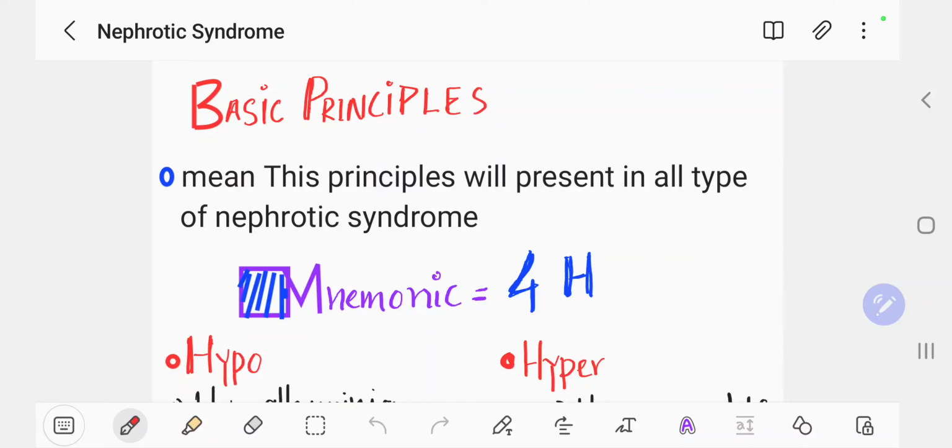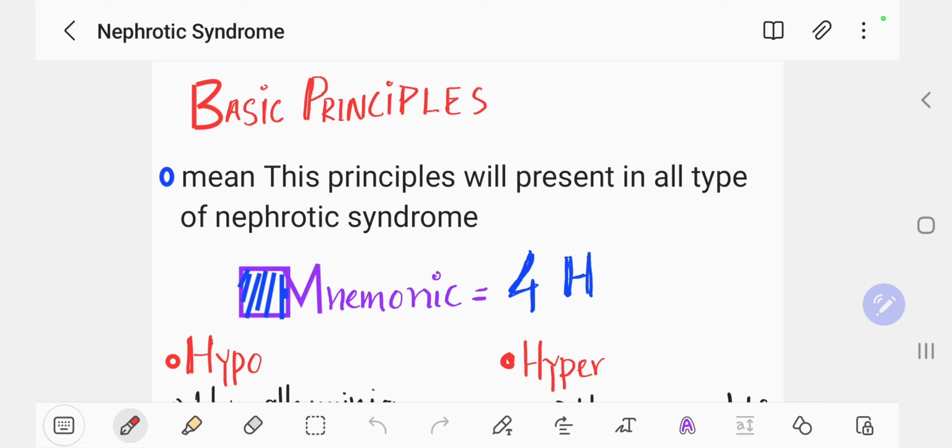Okay, so hello everyone. Today we'll be talking about nephrotic syndrome. So what is nephrotic syndrome actually? Nephrotic syndrome is a disease of the kidney in which the body passes too much protein. So first we will talk about the basic principles of nephrotic syndrome.